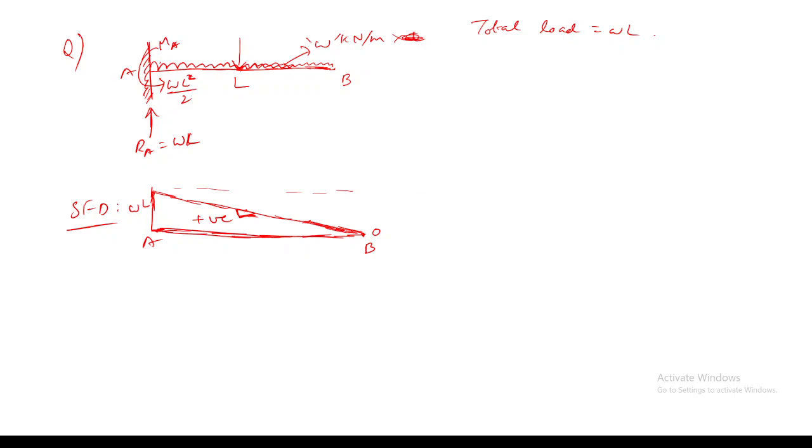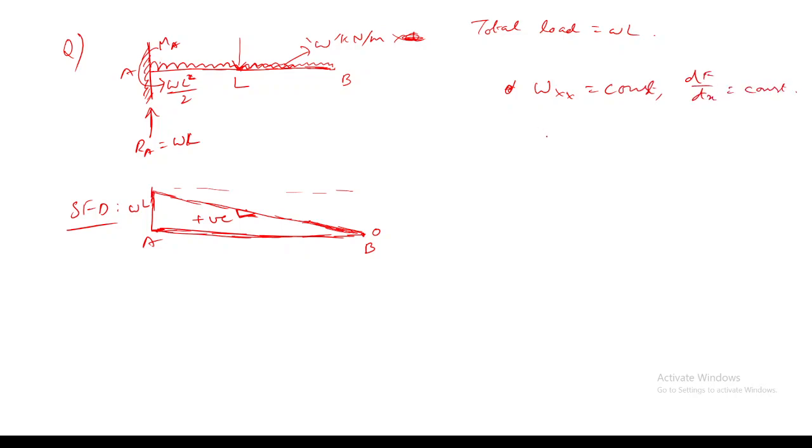Is it clear or not? Yes. Like this only they will give in the GATE paper. For example, they will give you a certain loading for a beam, and they will ask you what is the shape of the shear force diagram and the bending moment diagram. During that time, you can use this slope concept. For example, if the load intensity is constant, then the slope of the shear force diagram is constant.